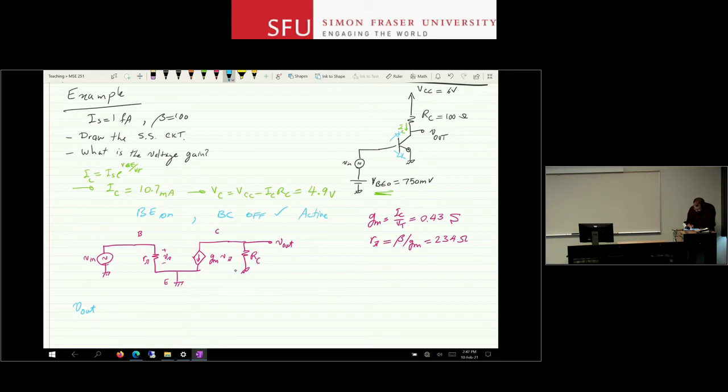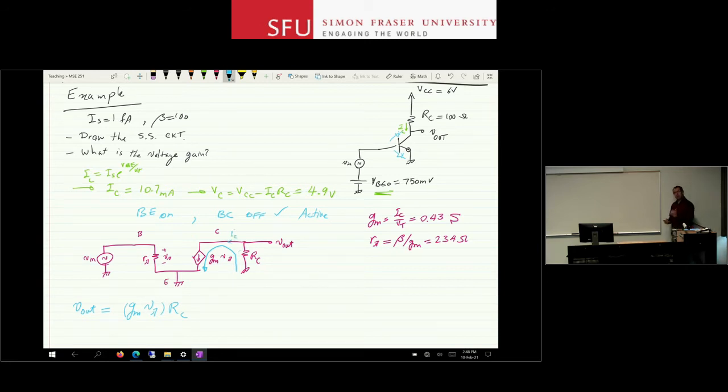If I look at this circuit, V out is whatever the voltage drop across this resistor is above ground. So I look at the current through this resistor. The current is GM V pi, right, times RC. So this is IC.